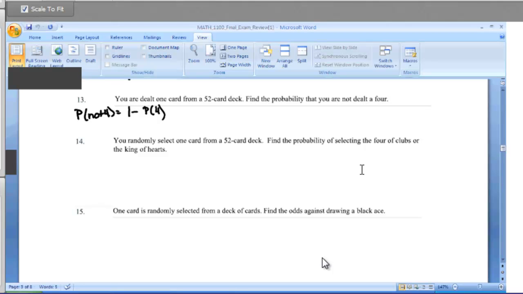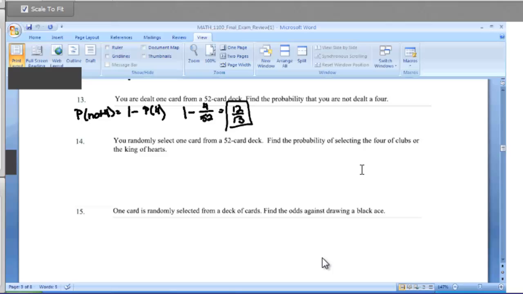So with a 52-card deck, there are 4 suits, so that means there's going to be 4 4s in the deck. So this will be 1 minus, and then to find the probability of drawing a 4, there are 4 4s in the 52-card deck. So 4 out of 52, and that's going to end up reducing down to 12 over 13. So the probability that we are not dealt a 4 is 12 out of 13.